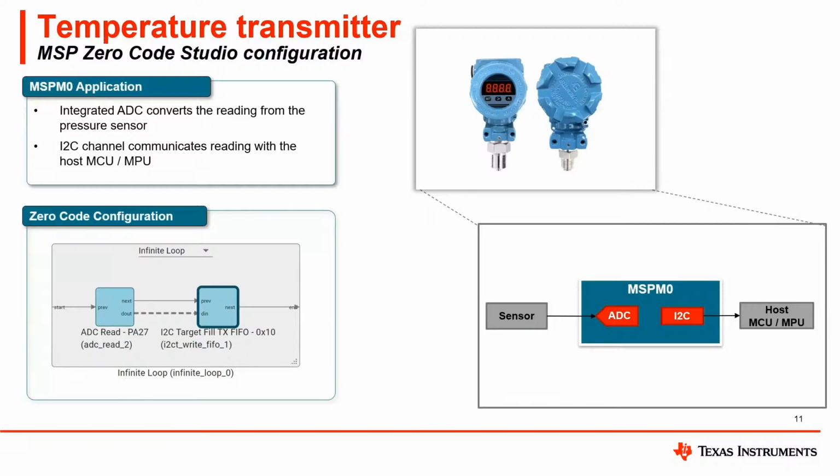First, we have our temperature sensor. In this case, the microcontroller is reading in an ADC signal from the pressure sensor and then processing the information and transferring it via I2C to the host microcontroller or processor. To use Zero Code for this application, it would just take 2 blocks. So we would have the ADC read on the pin selected for the temperature transmitter, and then the I2C target set up as well.